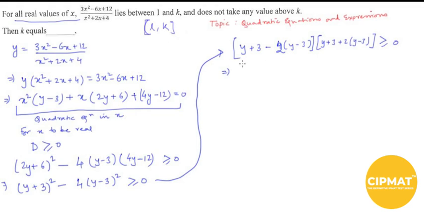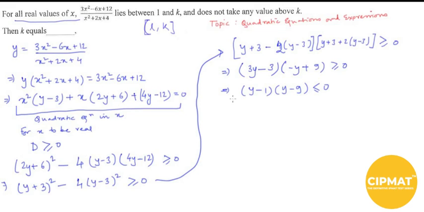So this becomes 3y minus 3 plus 3 minus 6 will be minus 3, in fact this term will become minus y plus 9, and this term will become 3y minus 3, and that will be greater than or equal to 0. So this can be written as y minus 1 into y minus 9 is less than or equal to 0.